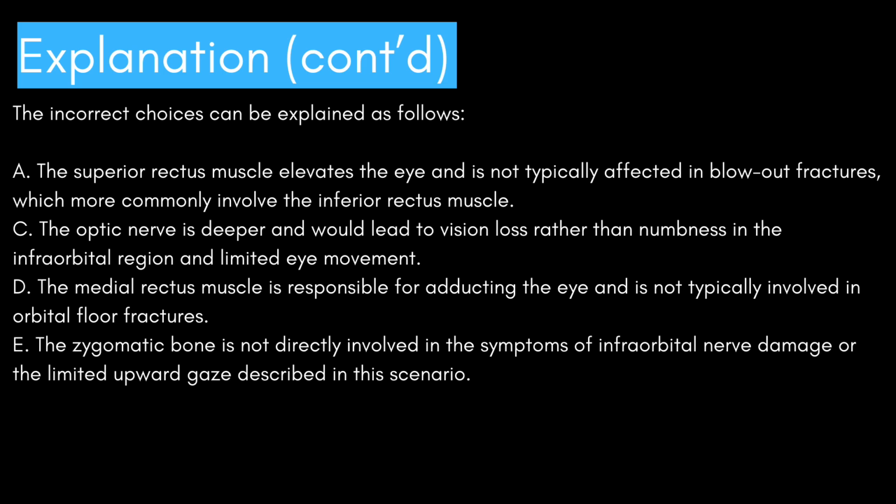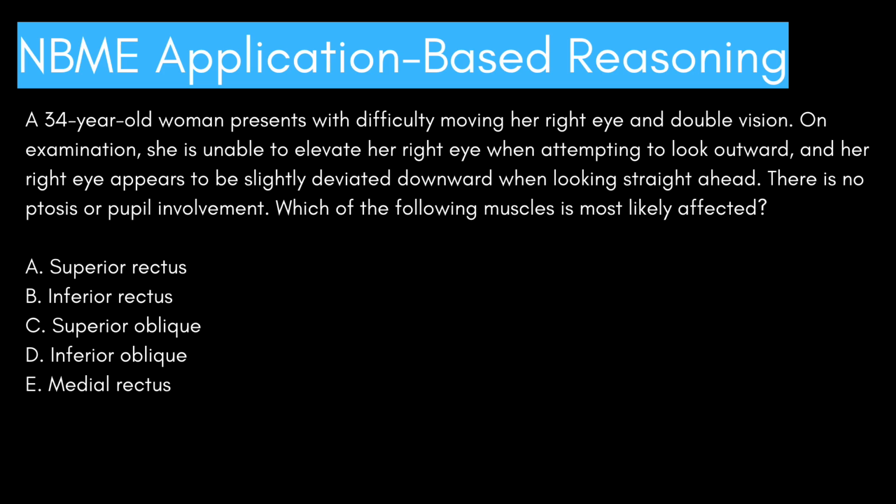All right, now that we have covered this question, let's move on to look at the next question. A 34-year-old woman presents with difficulty moving her right eye and double vision. On examination, she is unable to elevate her right eye when attempting to look outward, and her right eye appears to be slightly deviated downward when looking straight ahead. There is no ptosis or pupil involvement. Which of the following muscles is most likely affected?